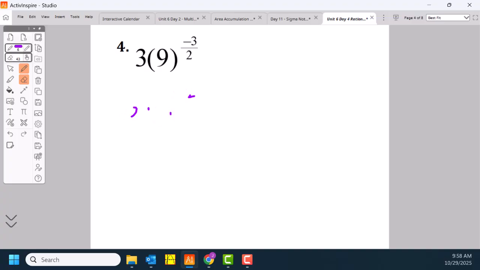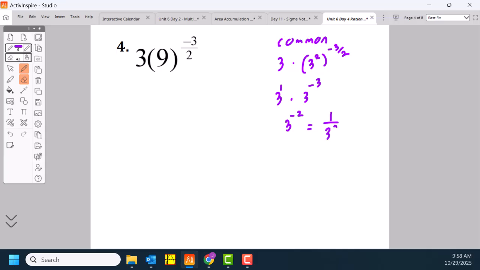So if we wanted to get common bases, we could say this is 3 times 3 squared to the negative 3/2. Power to a power lets us multiply, so 3 times 3 to the negative thirds. And then we're adding the exponents, so 3 to the negative second. Now we can simplify to make 1 over 3 squared, or 1 over 9. So that's if we wanted to get common bases.